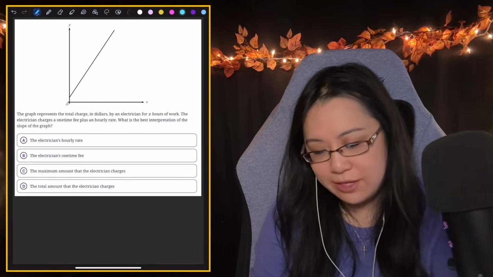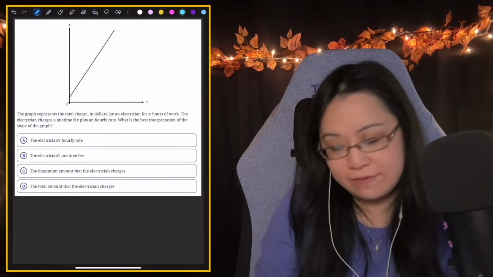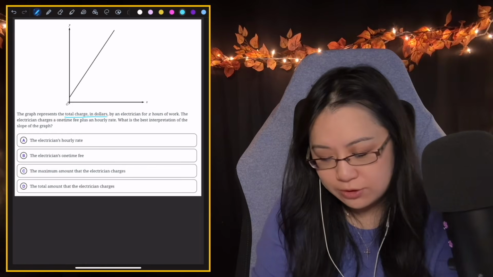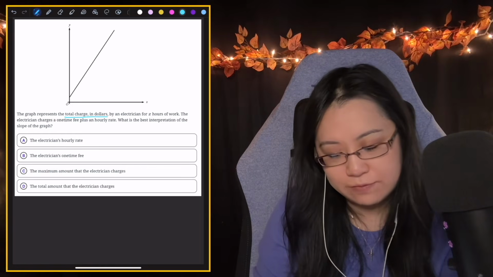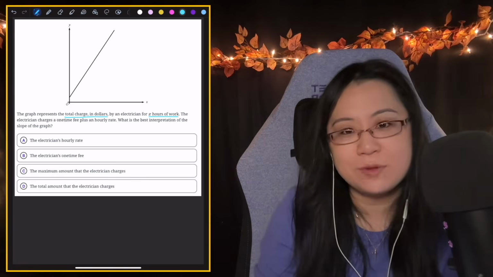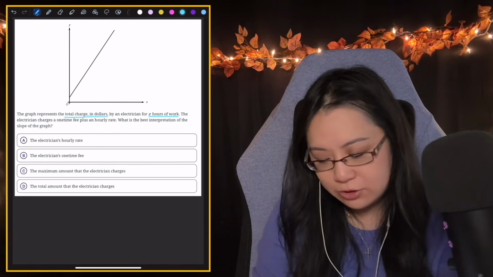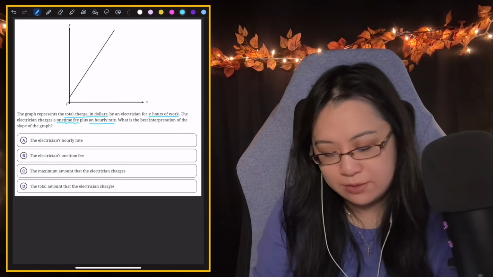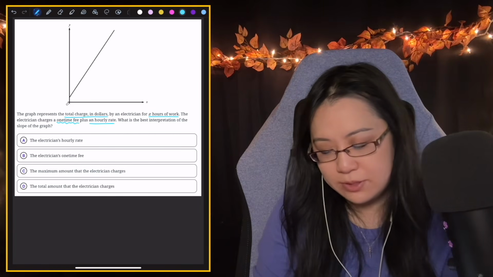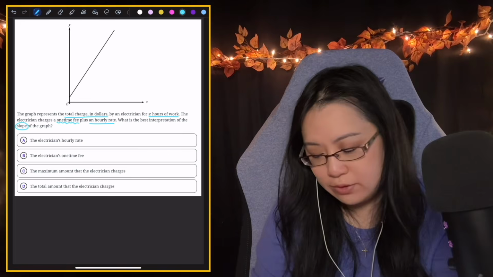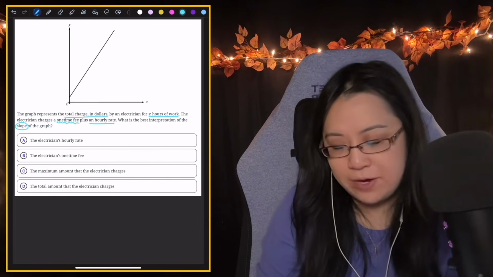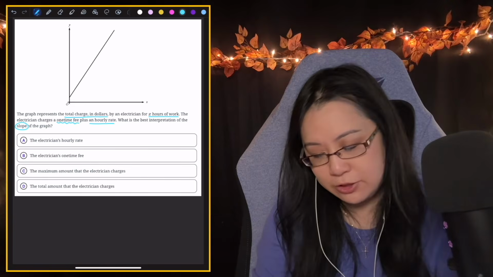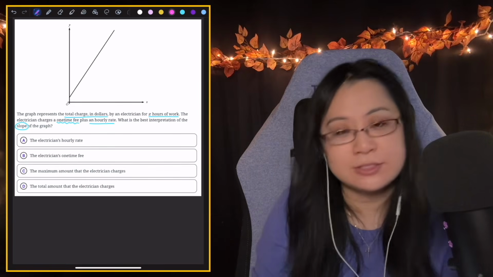So here it looks like we have a graph. It says that the graph represents the total charge in dollars by an electrician for X hours of work. The electrician charges a one-time fee plus an hourly rate. What is the best interpretation of the slope of the graph? This is actually a classic SAT question, so let's just take this step by step.